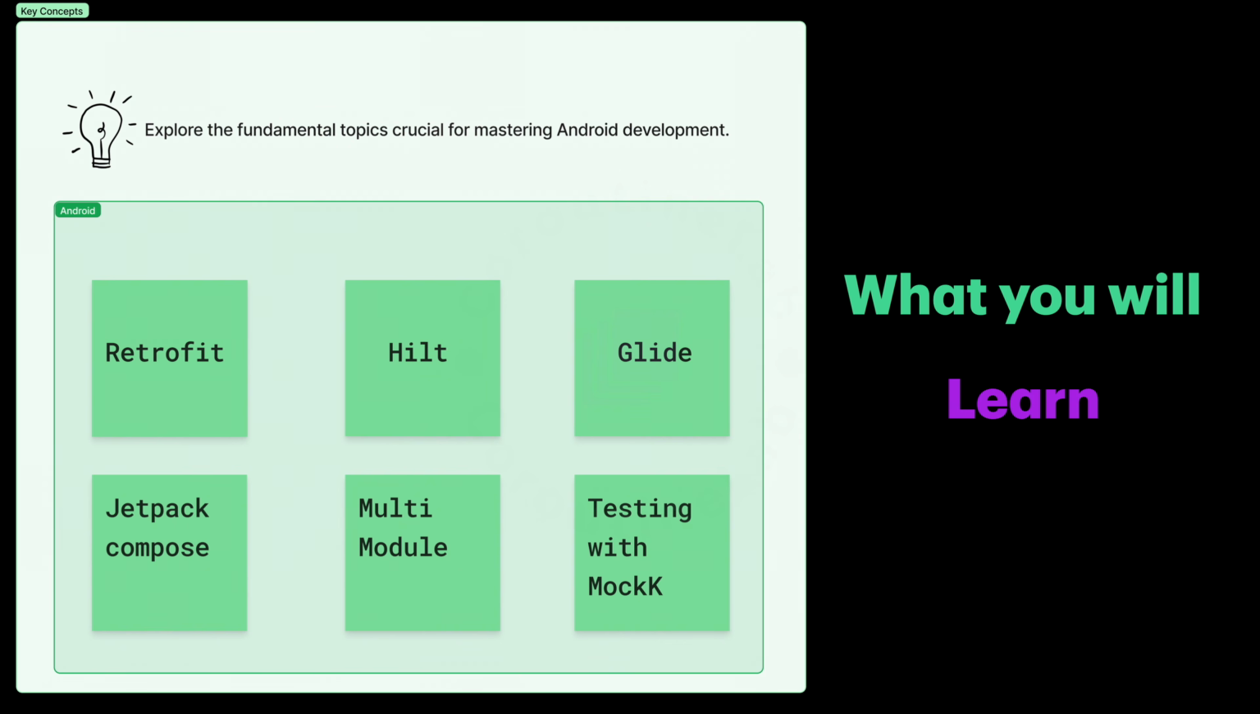In the first part, we will learn about Retrofit, which is a network library to connect to our mock API, Hilt for dependency injection, Glide for loading images, Jetpack Compose for our UI, and MockK for doing our unit testing. Throughout the course, we'll apply the MVI architecture and structure the project using a multi-module. Do not worry if some of the concepts are not known to you. We will cover them as we make progress.